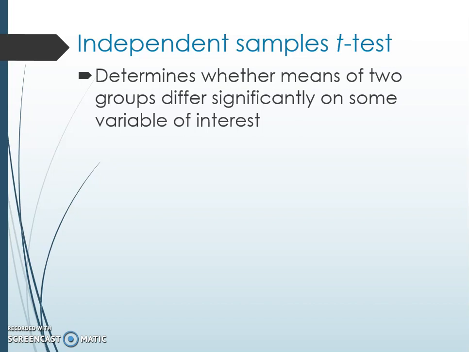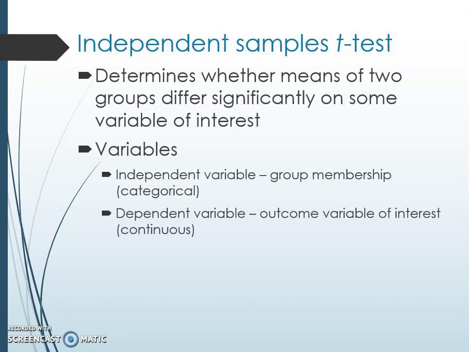And this is used to determine whether the means of two groups differ significantly on some variable of interest. So looking at the two types of variables that are in this analysis, you have an independent variable that has to do with group membership. So it could be males versus females, it could be treatment versus control group, but these are categorical type variables that you would use a 0 or 1 or a 1 or 2 to designate or code for that particular group membership. The second variable is a continuous variable.